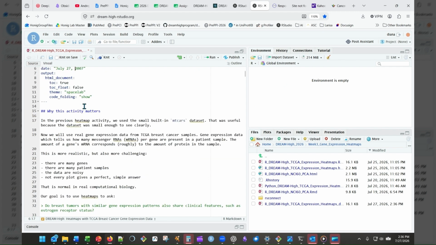Okay. So this is a nice activity because we're going to take what we learned about heat maps and what we learned about the patients from the TCGA 1082 cohort breast cancer patients and their gene expression data. And we're going to work with both sets of data, clinical data and gene expression data, separately. But then when we integrate them, we're going to find something exciting about the biology.